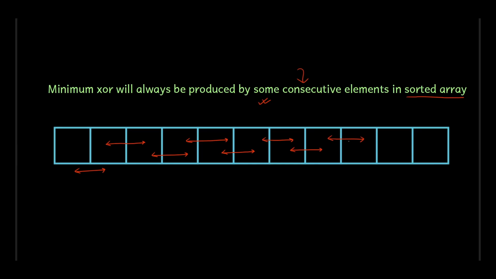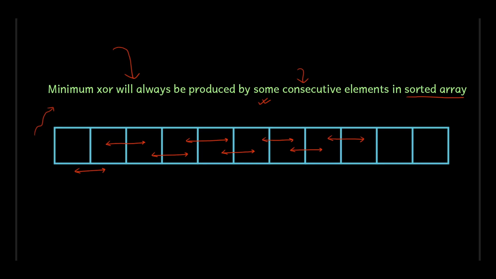But so far I have not found anything that could convince me that I could naturally arrive at this solution by myself, right? Maybe some people might. And that's fine, right? Even if you take away this point from this video, that the minimum XOR will always be between some consecutive elements in the sorted array, that serves the purpose of this video.